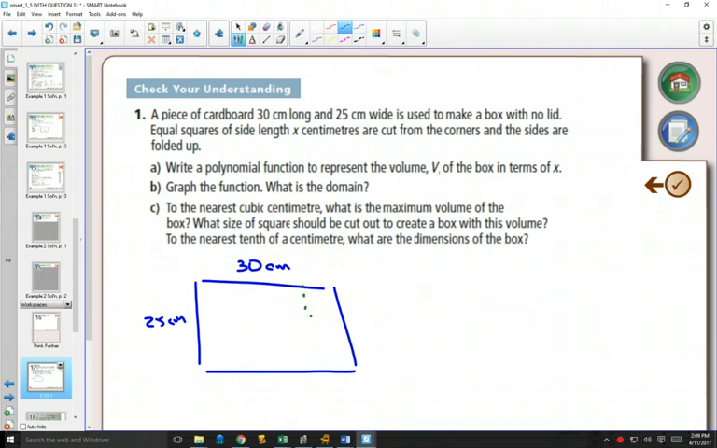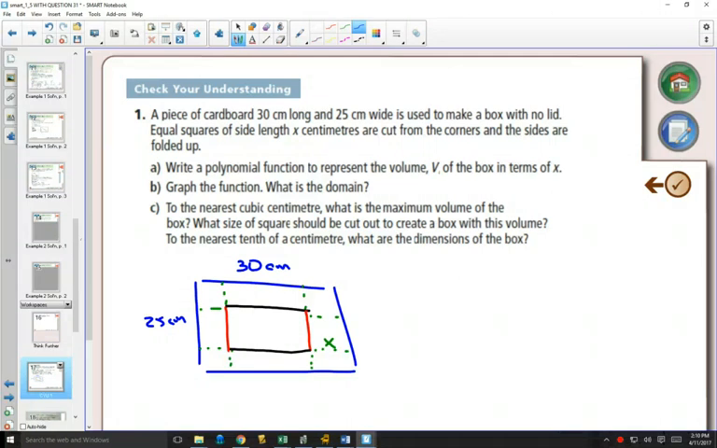Squares are cut out with a side length x, and then fold it up to make an open box. What is the volume of this box? Well, we have to figure out what this new length is here and what this new length is there, because if you fold along those lengths and fold up, you get a box with a height of x.